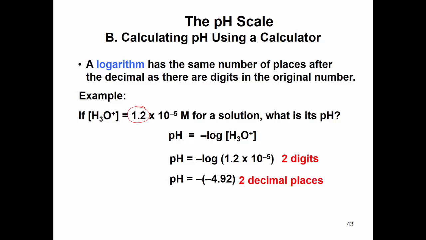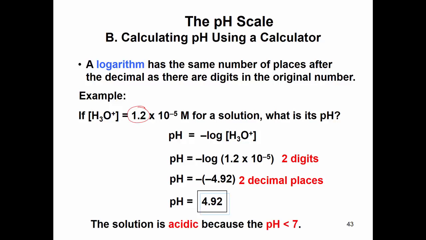Therefore, we're going to have two decimal places in our final answer. So we have 3 sig figs, but we have 2 decimal places. That's how it's reported here. If you have 2 numbers, then you carry your answer out to 2 decimals. Okay, and so the pH is 4.92.